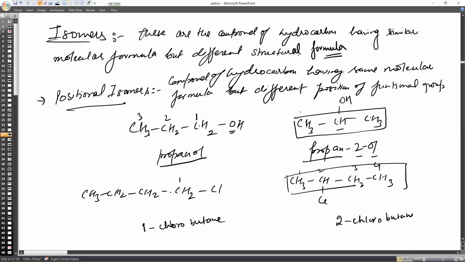Why do we do the numbering from here? Why not from here? Because if you do it from here, 1, 2, 3, 4, then the chlorine is going to get a higher number. So we do the numbering from the position from where it gets the lowest possible number. So note it down fast.